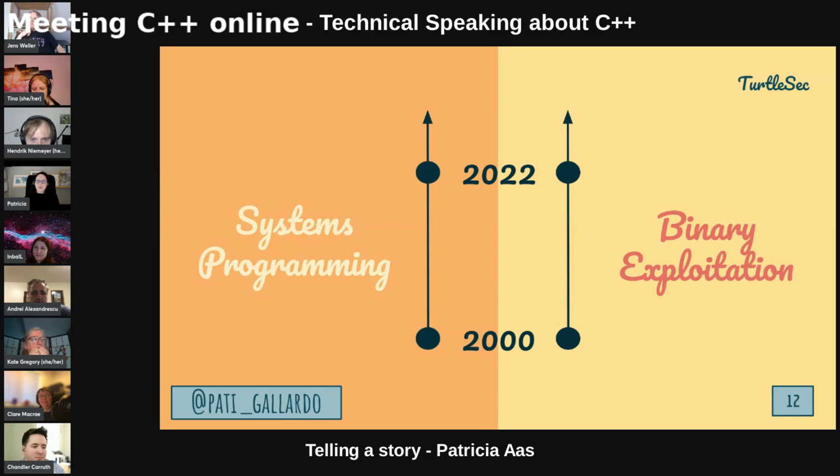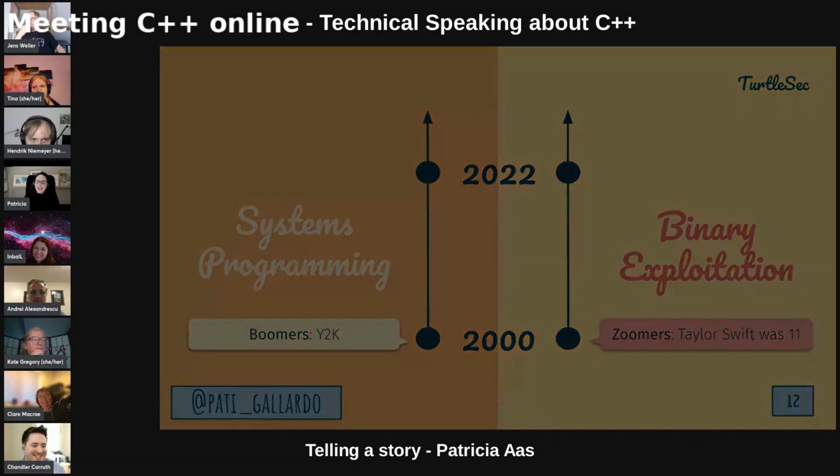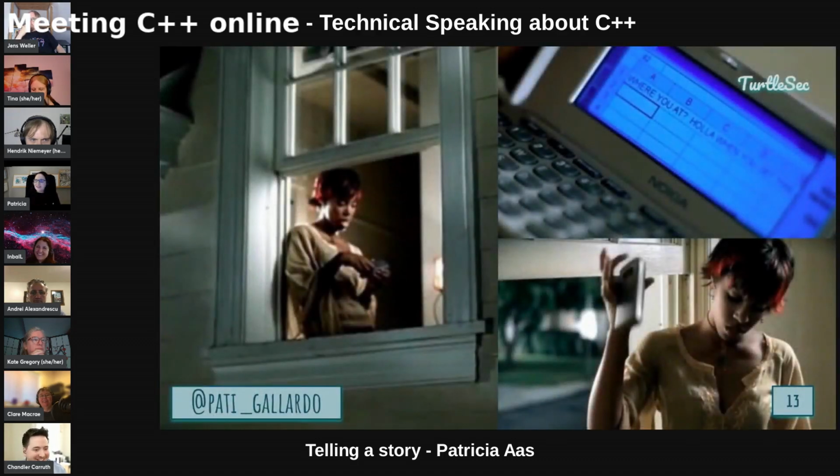But this is very abstract. Like, people have 22 years. Okay, I don't know. So then I go, okay, boomers, 2000, that was Y2K. And for Zoomers, Taylor Swift was 11, which makes everybody feel old. But anyway, and then I had this weird transition.